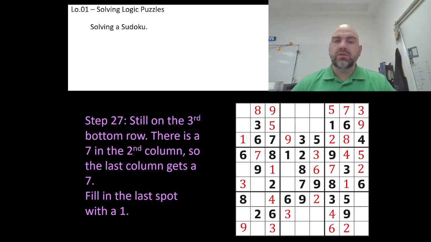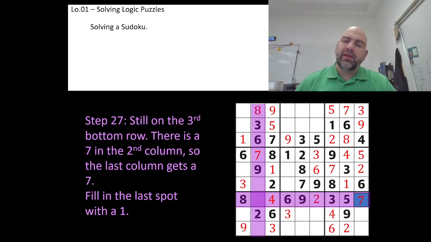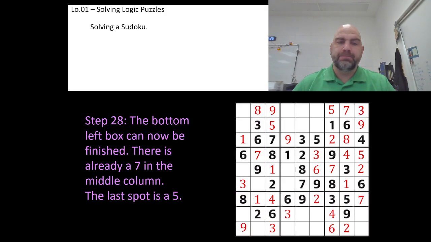All right, still looking at that third bottom row, we only have 2 spots available. Looking at that, the one column there already has a 7, but the other one does not. So that one has to be a 7, and the only available number left is a 1. So we can put our 1 and our 7 in there. Okay, so we can look at the bottom left box. We can finish that one off now. This column right here already has a 7, which means that that part has to be a 7.